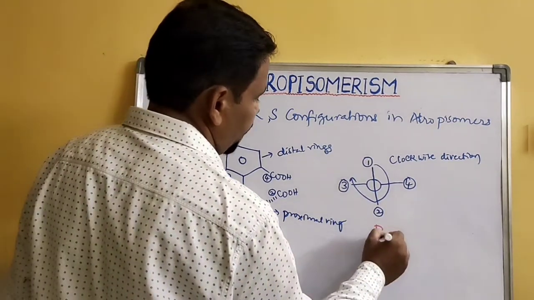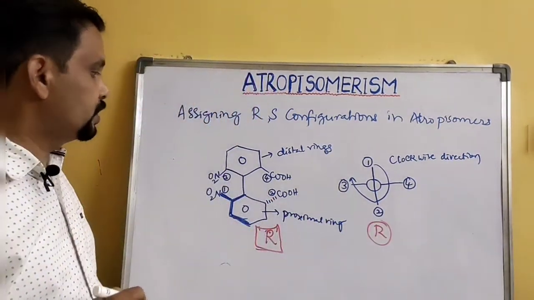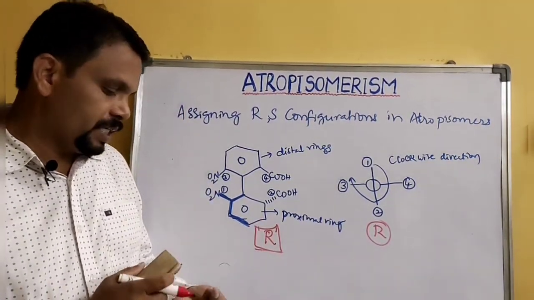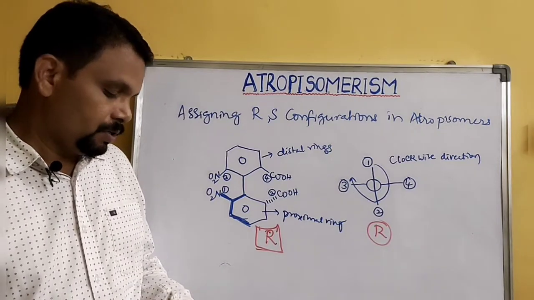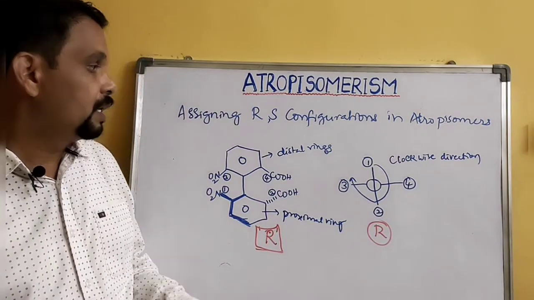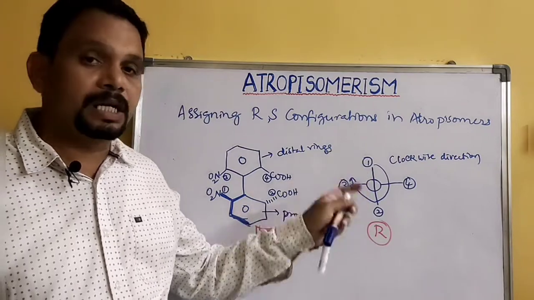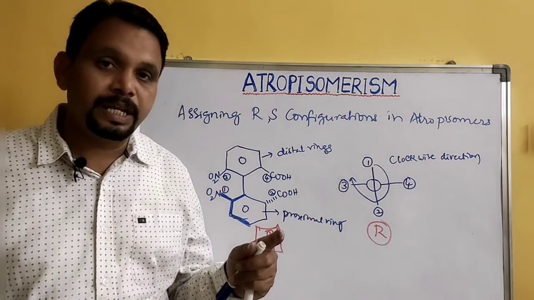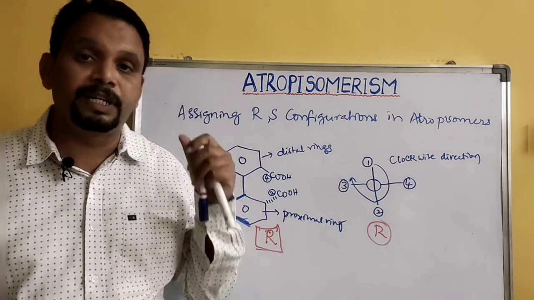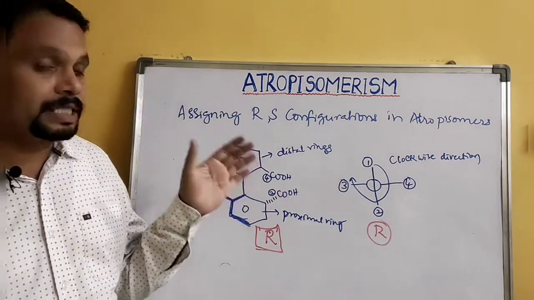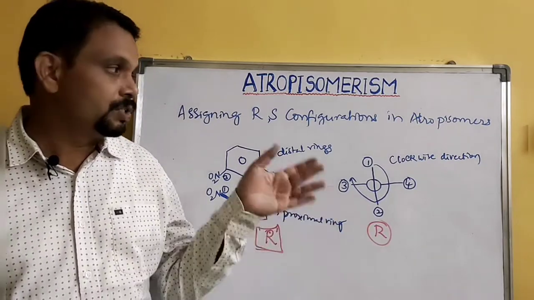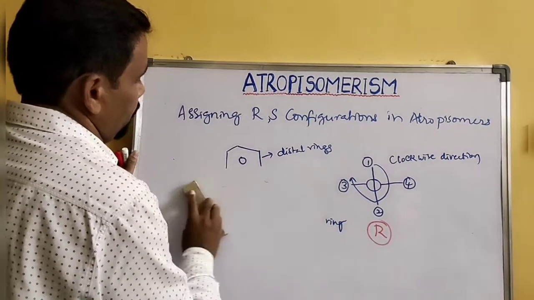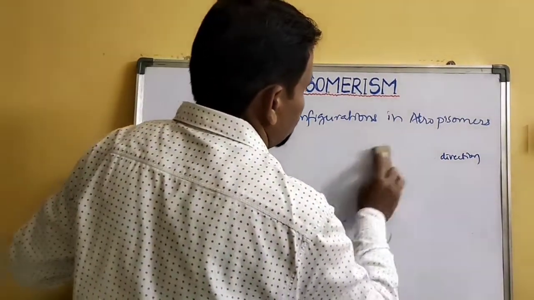So this is the way you need to give priorities, proximal ring and distal ring, convert them into Newman projection, and then finally draw an arrow from 1 to 2 and 2 to 3. If it is clockwise direction, you will get R configuration. If it is anti-clockwise direction, you will get S configuration. This is the way you give RS configuration for atropisomers.